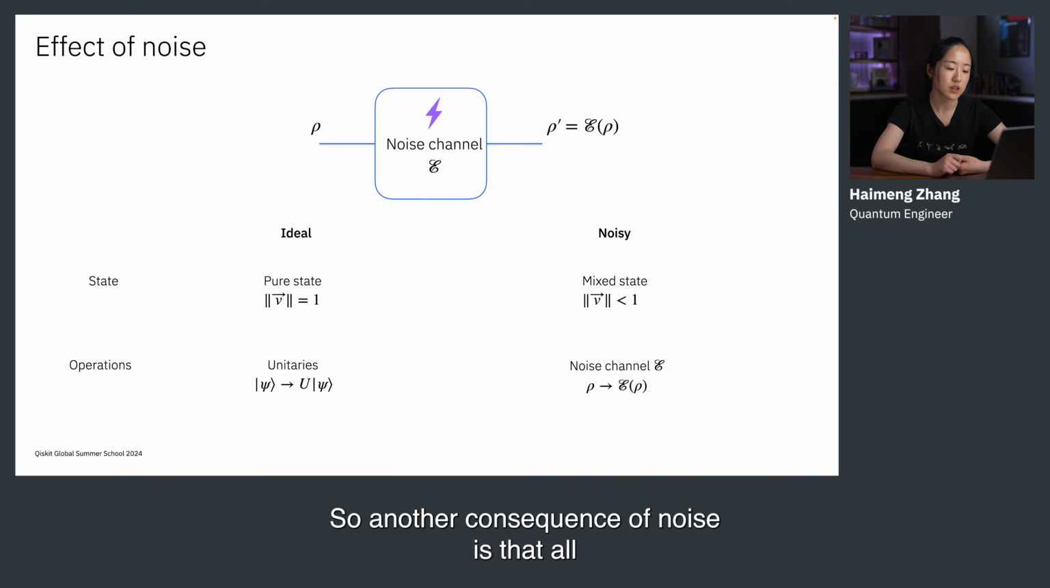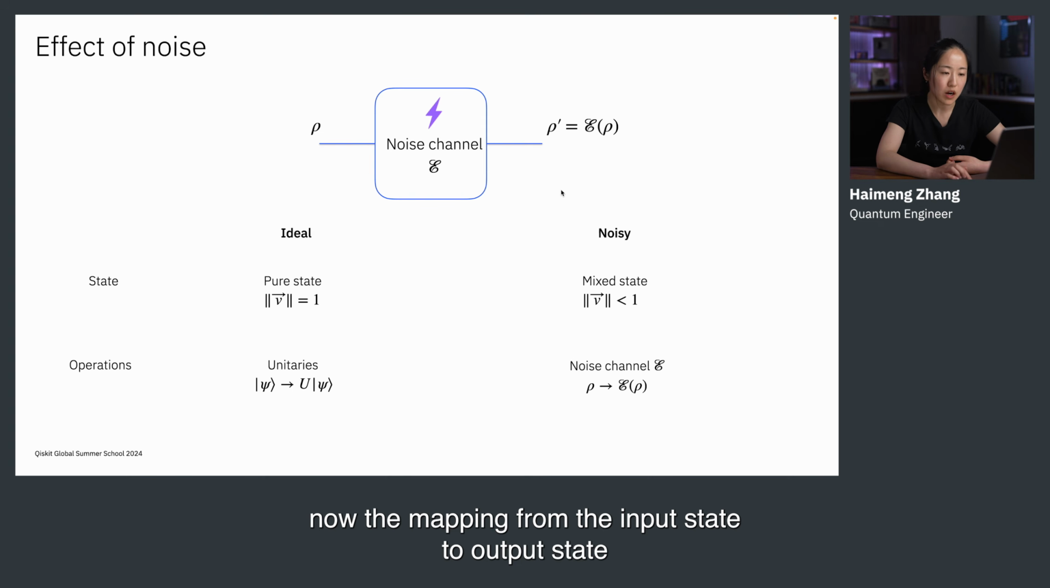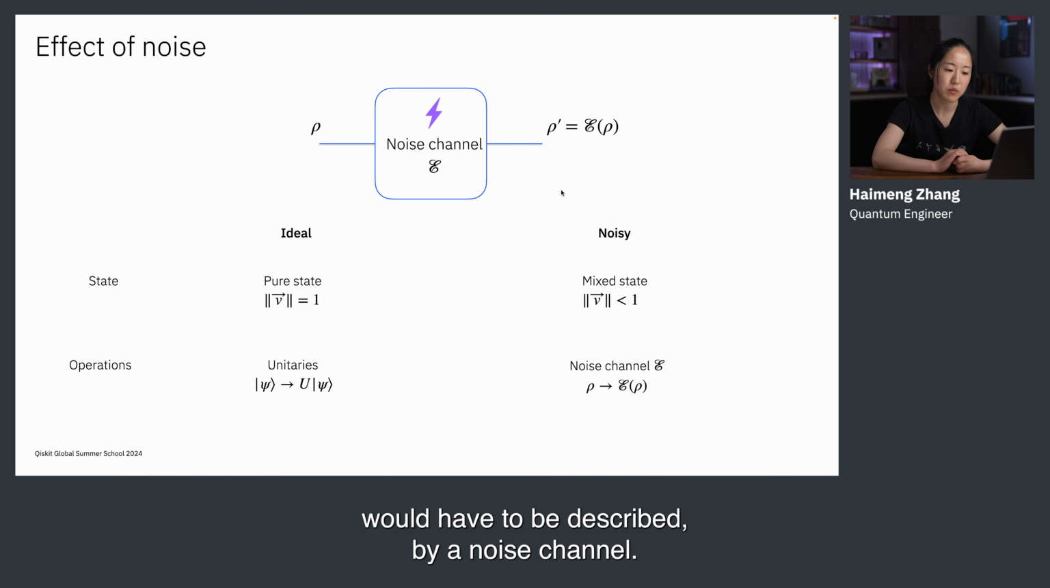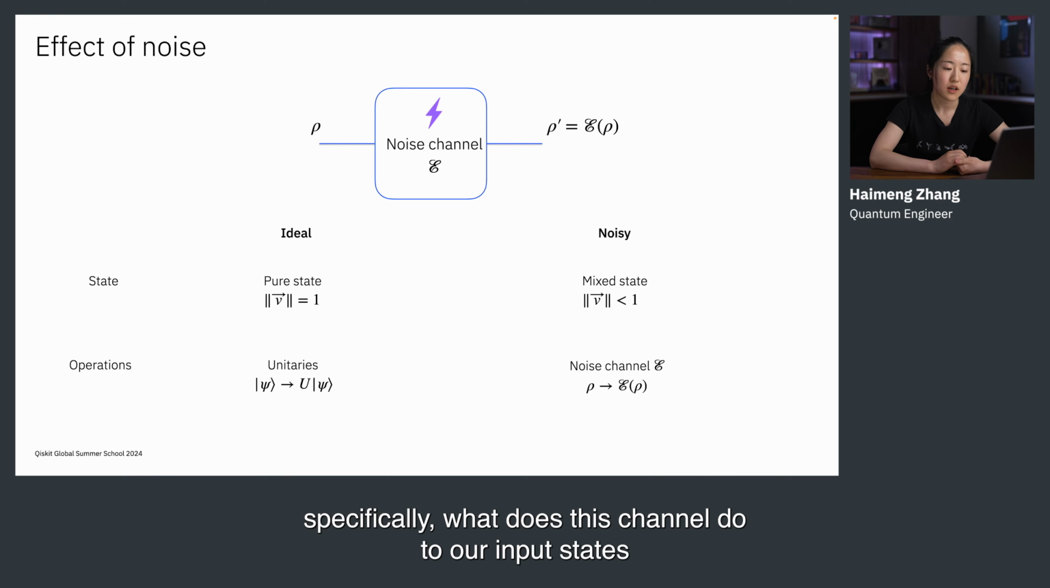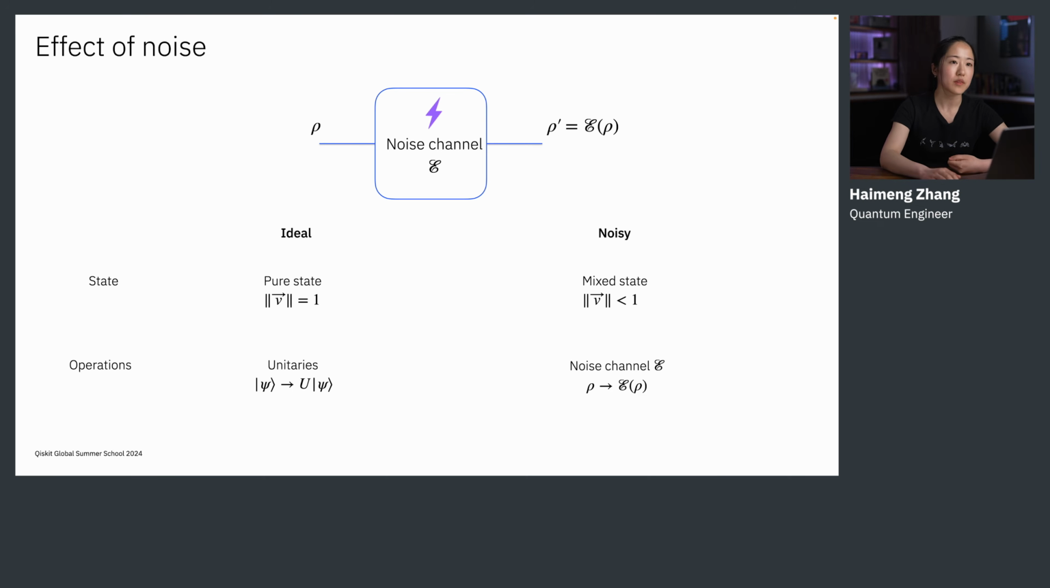In the ideal world, we have unitary operations to describe our quantum gates. Another consequence of noise is that now the mapping from the input state to output state would have to be described by a noise channel, and we'll see specifically what this channel does to our input states. With that, we can move on to talk about different types of noise.